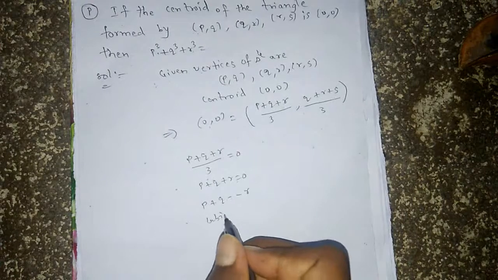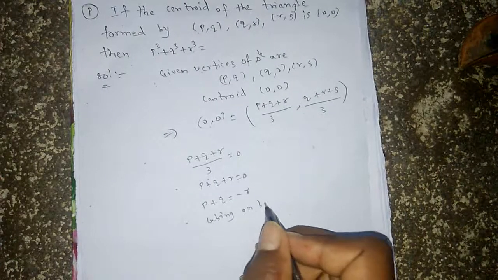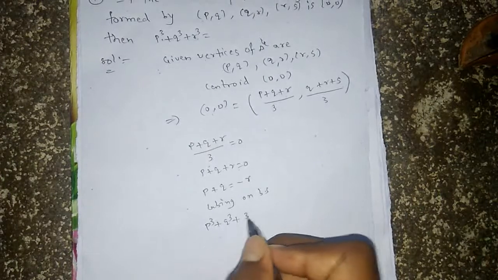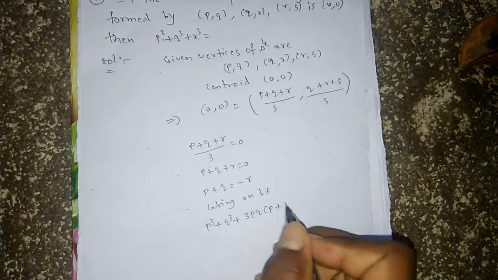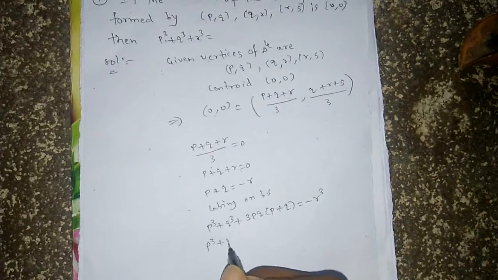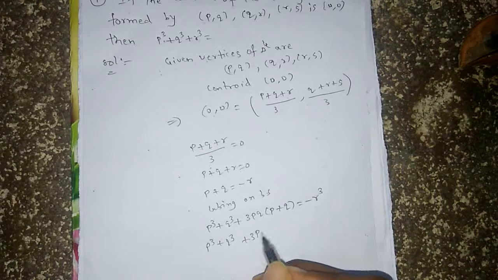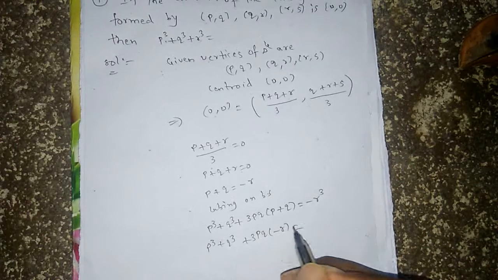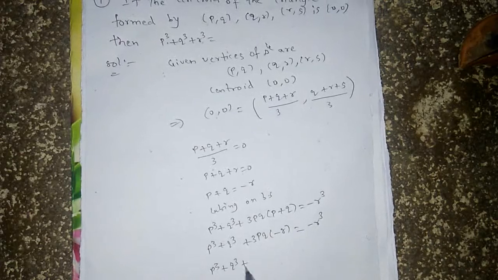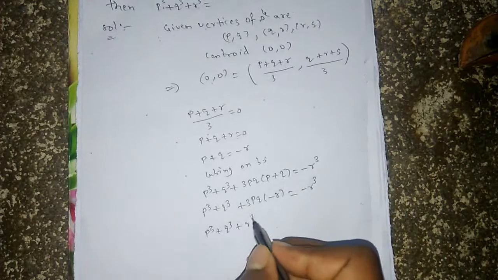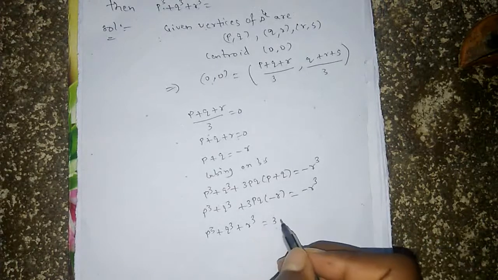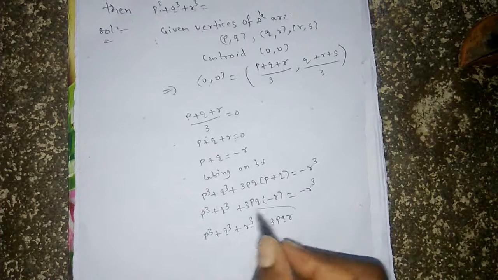Now cubing on both sides: p³ + q³ + 3pq(p + q) is equal to -r³. That is p³ + q³ + 3pq(-r) is equal to -r³. So p³ + q³ + r³ is equal to -3pqr... wait, taking it to the right side, it will be +3pqr.